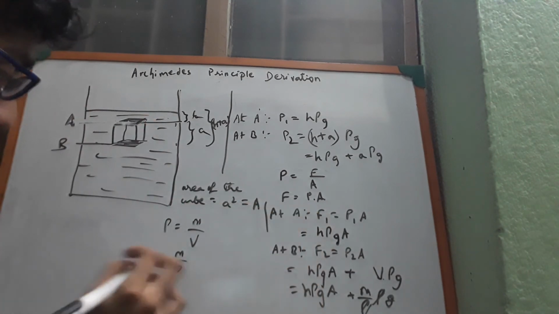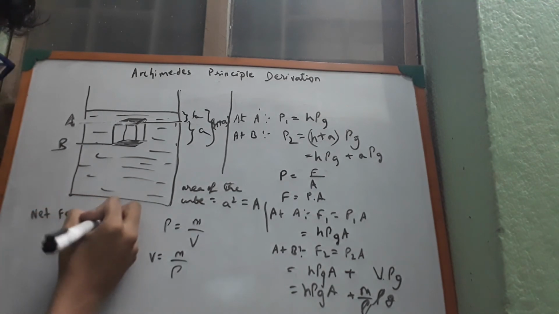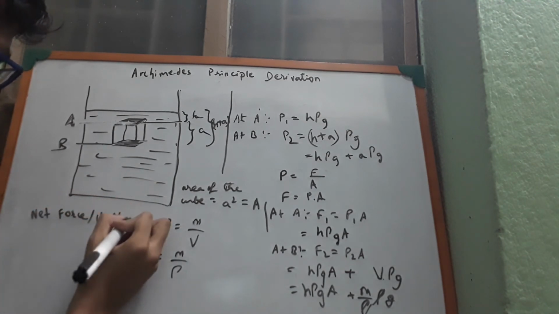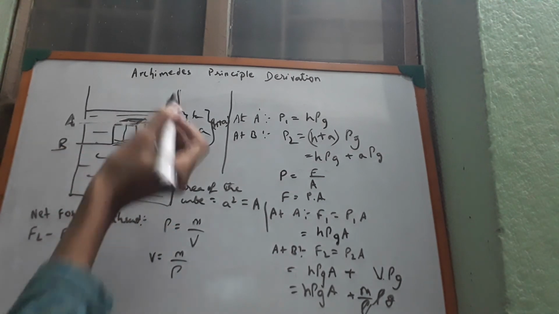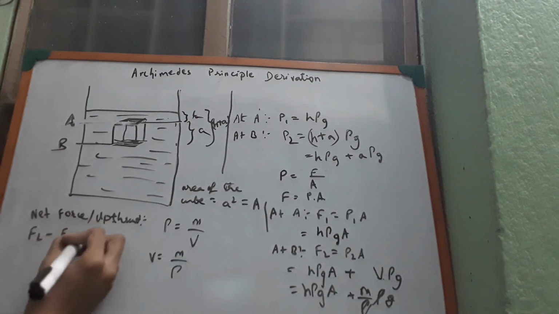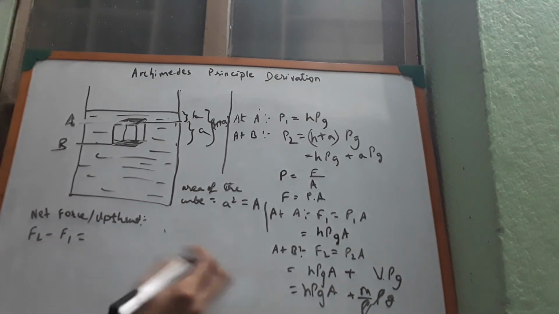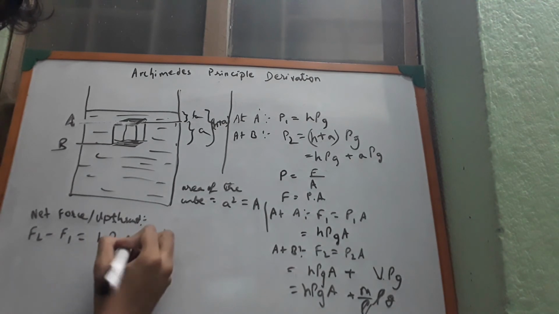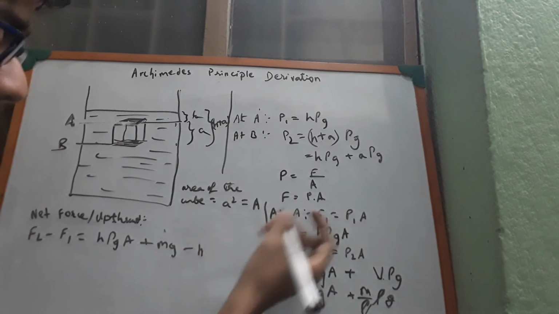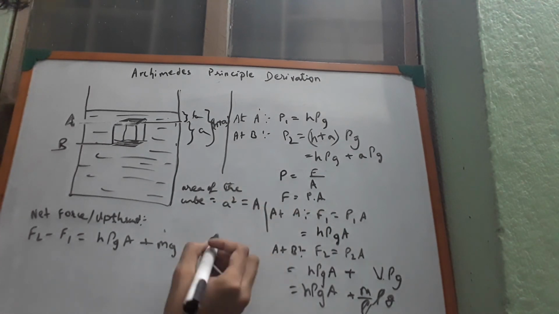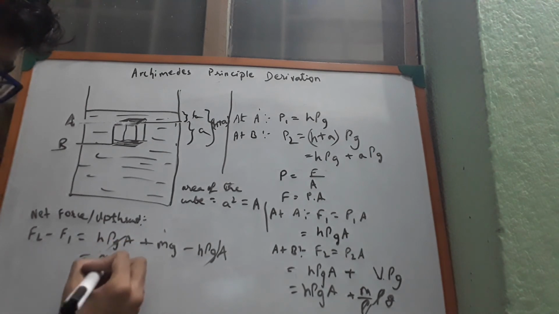First of all, let's find out the net force, or upthrust. What will be the net upthrust? That will just be F2 minus F1, the force at this point minus the force at that point, right? So if we evaluate F2 minus F1, you see F2 is just h rho g A plus mg, minus F1, which is again h rho g A. So these two terms will just cancel, and all we have is mg.